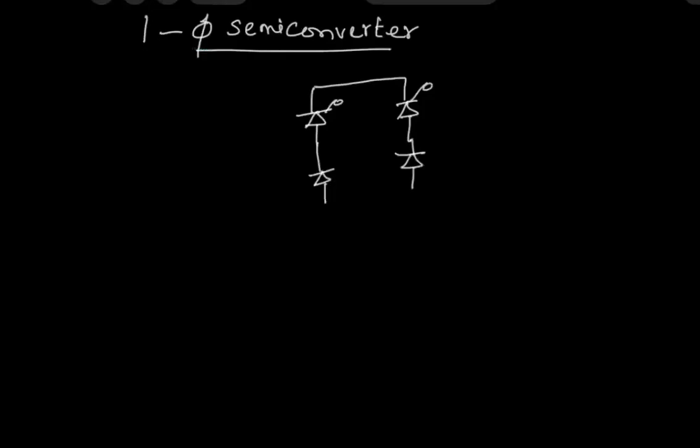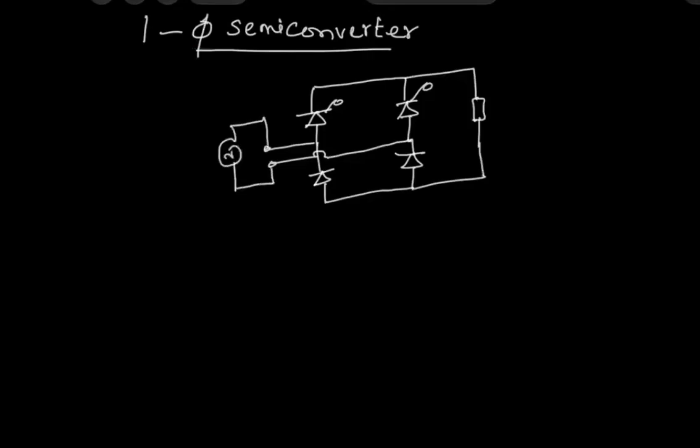The circuit of the semiconverter is drawn here, which consists of two thyristors, two SCRs, and two diodes. And the input of the single phase semiconverter is a single phase AC voltage. The output of the converter is given to a load. The input AC voltage is given as Vs equal to Vm sine omega t.